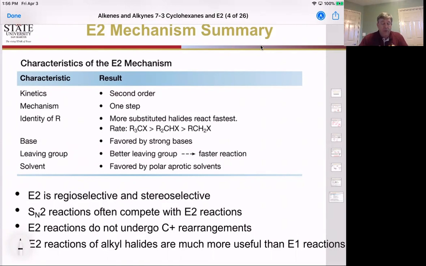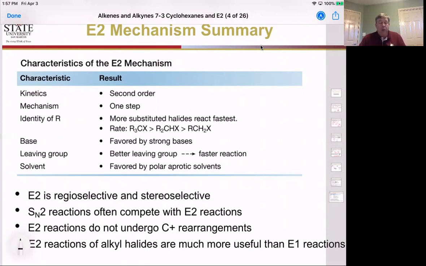It's favored with very strong bases. The better the leaving group, the faster the reaction. The bulkier the base, the more likely it is to pull off protons that are on the less bulky side. All of these E2 mechanisms are favored in polar aprotic solvents.